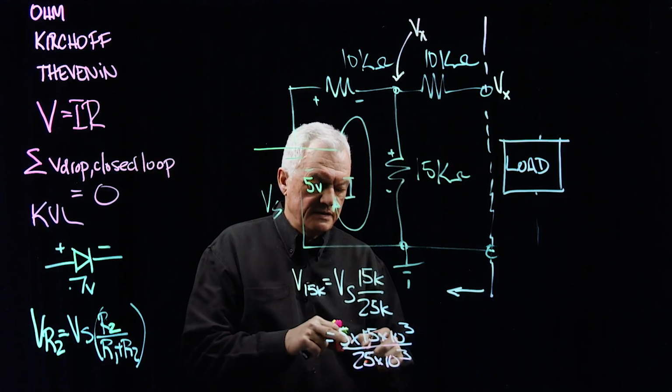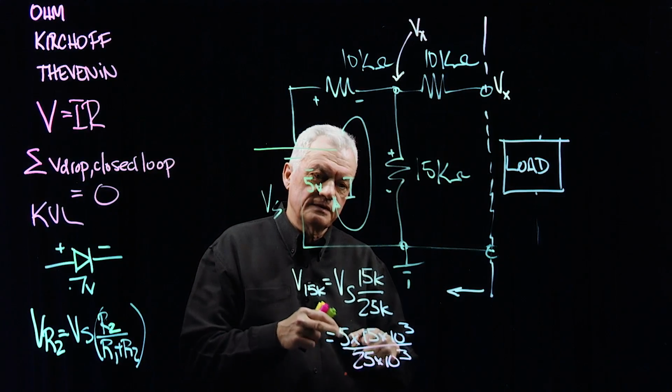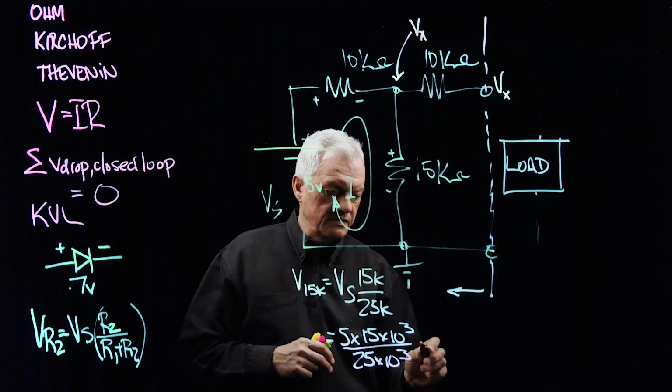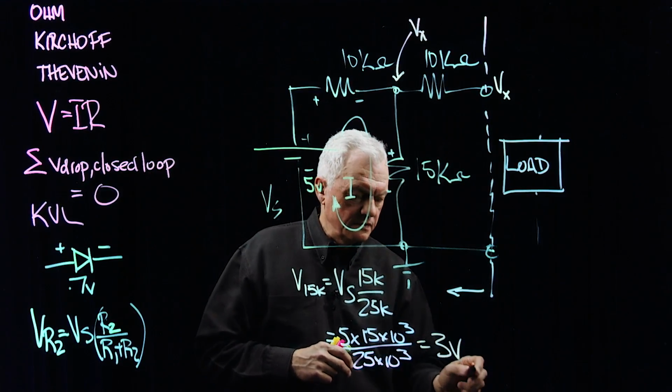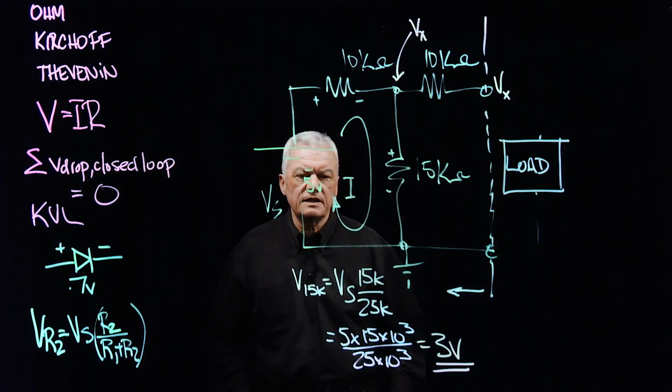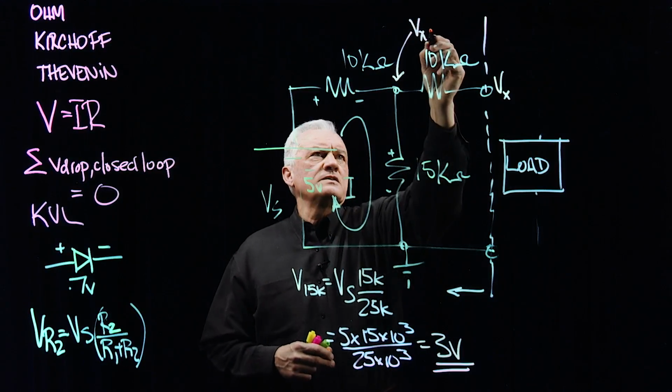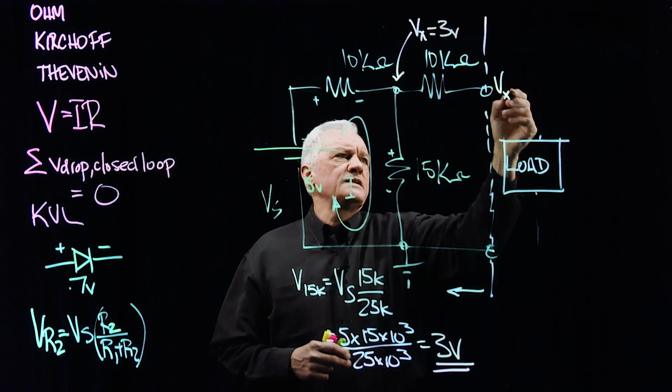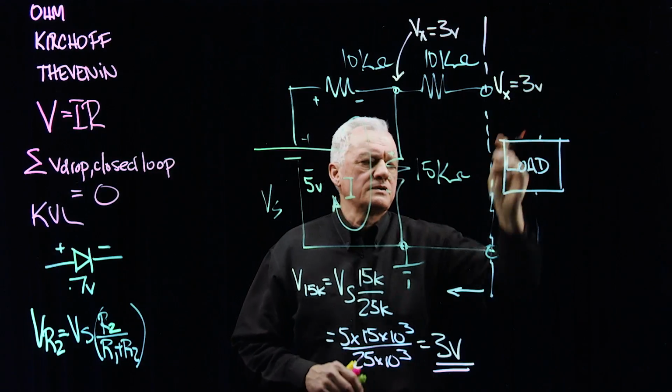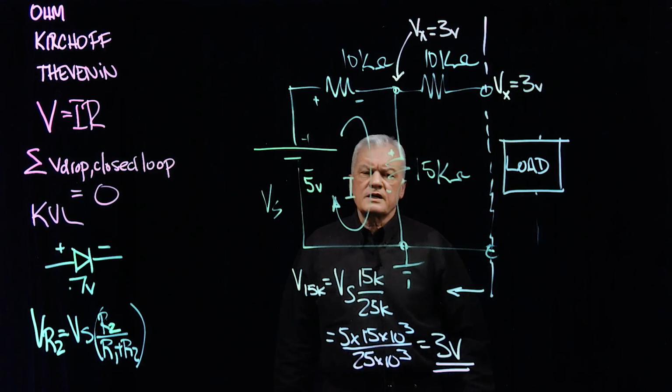Okay, that's 15, 30, 45, 60, 75 divided by that is equal to 3 volts. So at this point here, Vx is equal to 3 volts, as is equal to here, 3 volts. Now, we're talking about Thevenin.